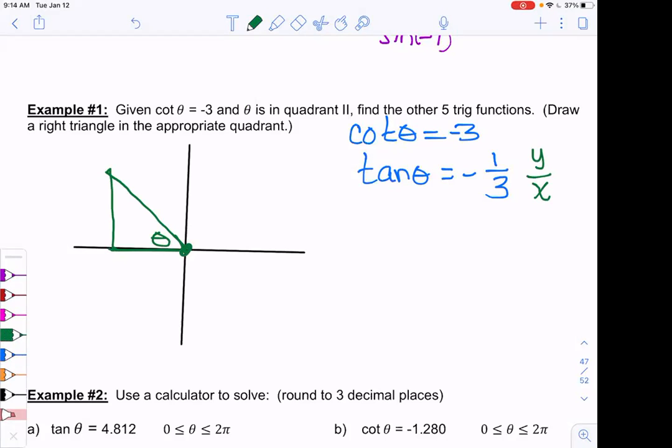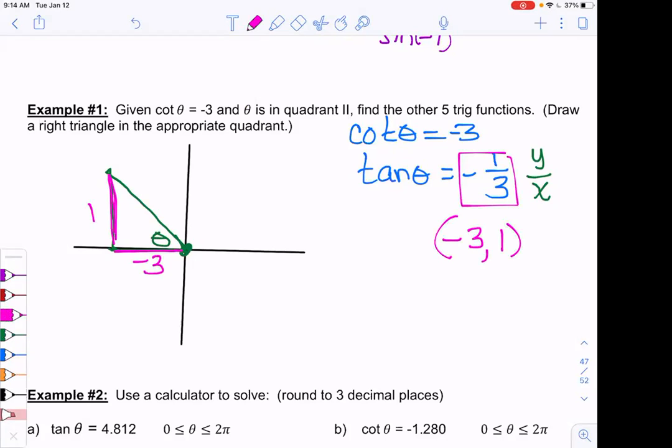Jack, if you're in the second quadrant, is your x or y negative? X is negative. So when we have this -1/3, the x is the negative. So that really creates an ordered pair of -3, 1. So when I go to label my triangle, the x, I'm moving over -3. The y is up 1.